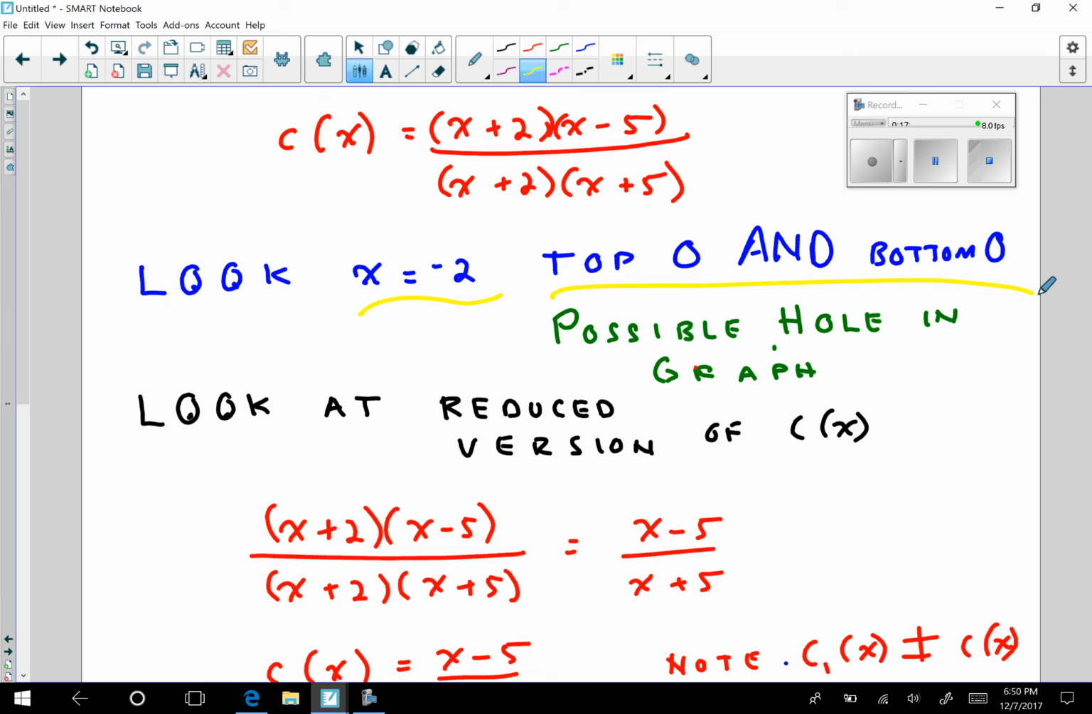All I know at this point is that we're going to do some more investigation about this value. But in general, all I know is if the top and bottom both are 0, I have a possible hole in the graph. What I'm going to do is look at this reduced version here.